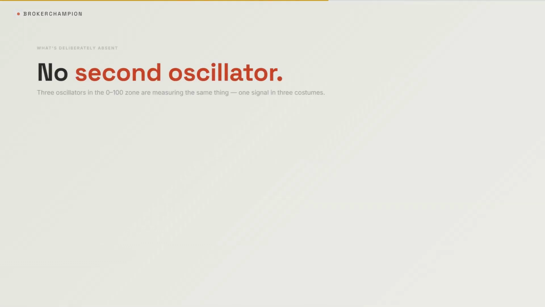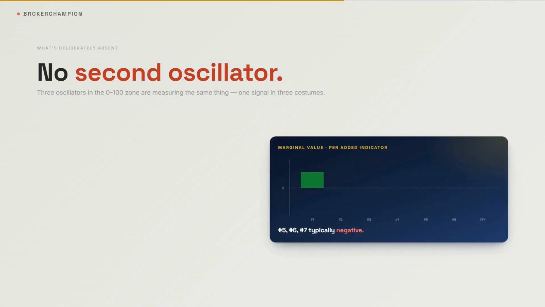Notice what's not there. No second oscillator, no stochastic on top of RSI, no Williams %R underneath. 3 oscillators all working in the 0 to 100 zone are measuring the same thing. You've just stacked 1 signal under 3 names. The marginal value of indicator number 5, 6, 7 is typically negative.